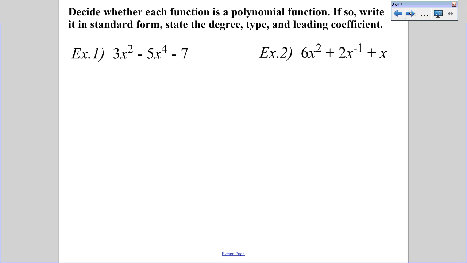All right, so now what we want to do, we're going to take a look at example 1 and 2. We want to decide whether each function is a polynomial function. If so, write it in standard form, state the degree, the type, and the leading coefficient.